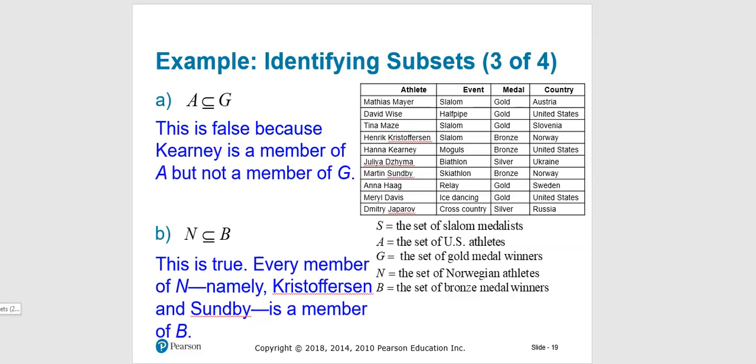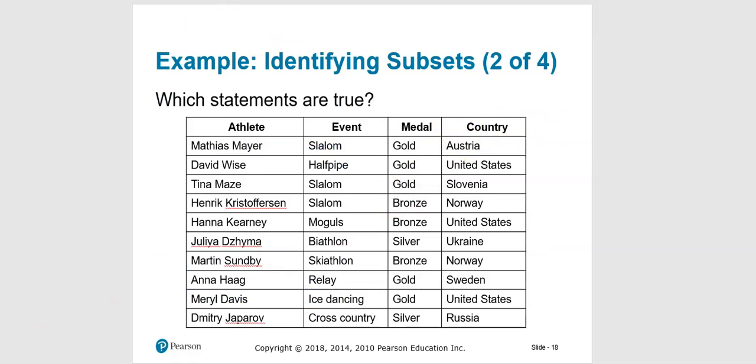But what is true? Is A a subset of G? We're wondering about it, for example. Is A a subset of G? So is the set of American athletes a subset of the gold medal winners? Is it a subset?